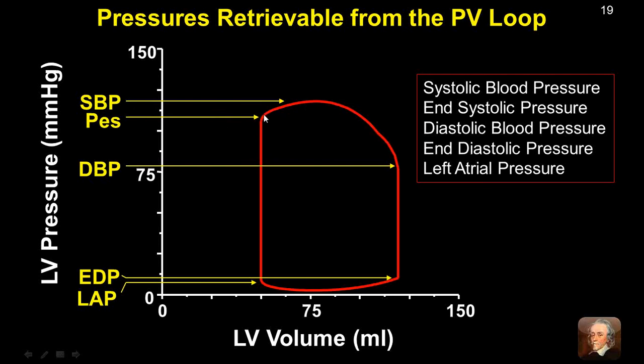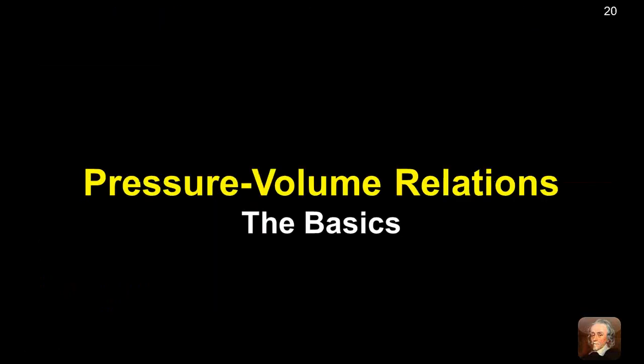And note, as shown in this loop, the peak pressure is not always the same as the end systolic pressure. So you should not mistake peak pressure that the ventricle is generating or the peak pressure in the aorta as being equivalent to the end systolic pressure. Finally, we've got the left bottom corner of the loop, which is basically the pressure at which the mitral valve opens, and that is equivalent to the mean pressure in the left atrium, roughly. So those are important pressures retrievable from the loops.